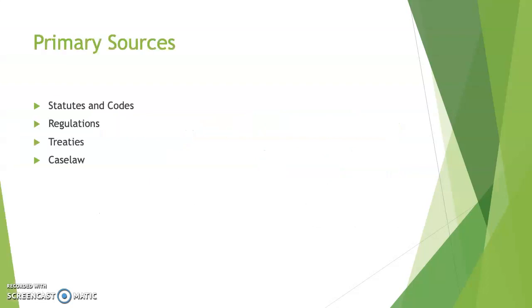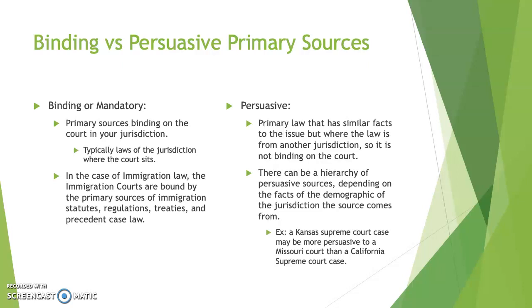Your primary sources consist of your statutes and codes, your regulations, treaties or international agreements, and case law. Now, the difference between statutes and regulations is that regulations are interpretations of statutes by administrative agencies. Now, your primary sources can either be binding and mandatory or persuasive.